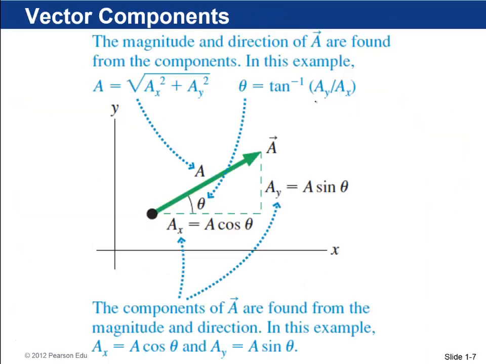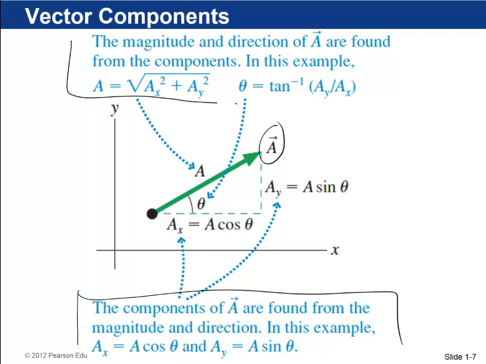So let's talk about components. If you draw a vector on the xy axis, say the vector A as shown, then you can always find components of A, the y component and the x component. If you know the angle theta and you know the magnitude A, then A sub x, the x component, is A times cosine theta, as drawn here. The y component, A sub y, is A times sine theta. So that's if you know the magnitude and direction, you can find the components.